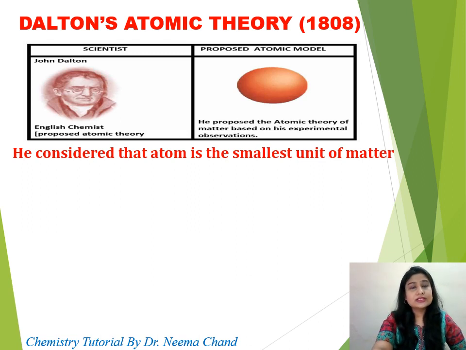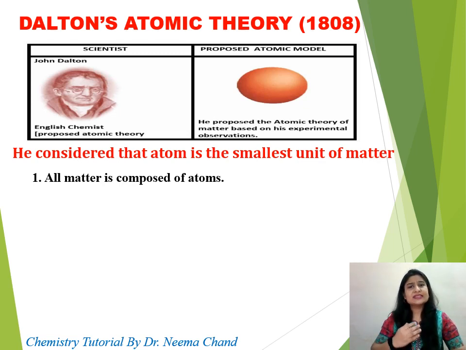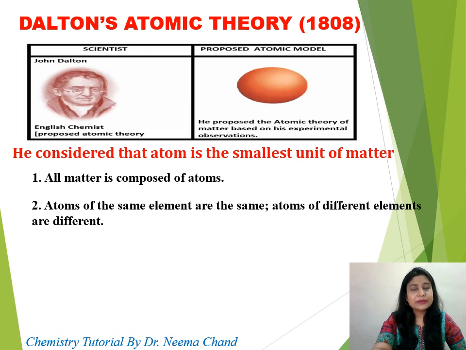The important points of Dalton's atomic theory were: all matter is composed of atoms. Now this is the same idea that Democritus had already suggested in around 400 BC. The second part of Dalton's atomic theory stated that atoms of the same element are the same, but atoms of different elements are different. By this he meant that atoms belonging to one particular element are the same in all respects, but they are different from atoms belonging to a different element.